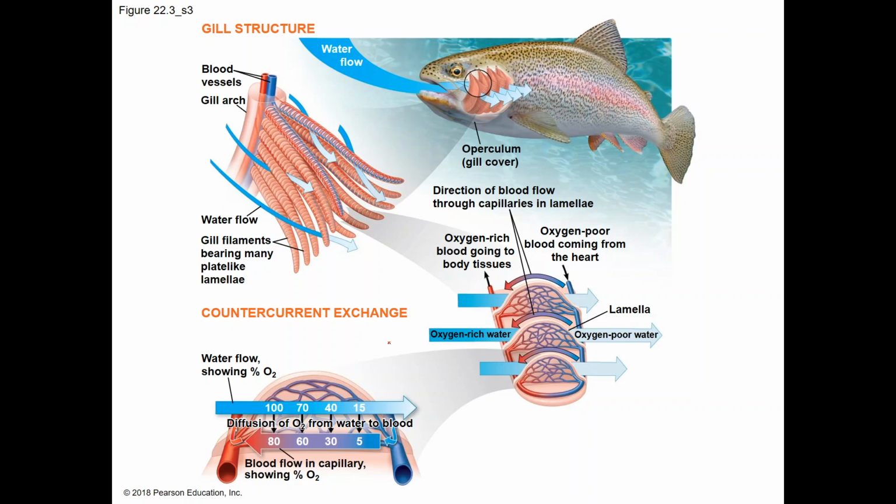So the way gills work, they absorb oxygen that's dissolved in the water. And in a fish, that gas exchange is enhanced by the flow of water over the respiratory organ. So the fish is actually taking water into its mouth. It pushes that water over its gills, and that's how the gas exchange takes place.